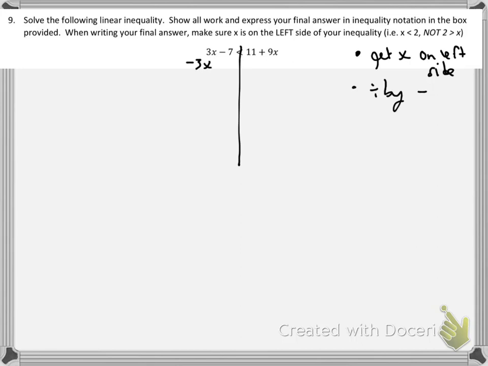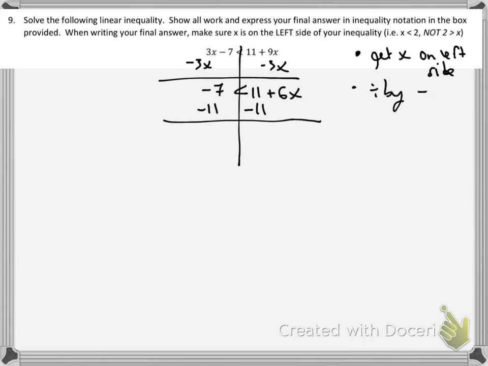The first thing I want to do is subtract 3x from both sides. So I have negative 7 is less than 11 plus 6x. Then I'm going to subtract 11 from both sides, see where we go from here. Negative 7 and negative 11 is negative 18. Negative 18 is less than 6x. Okay, so far I have not activated either of these rules, so I haven't had to do anything special or different than if it was an equation.